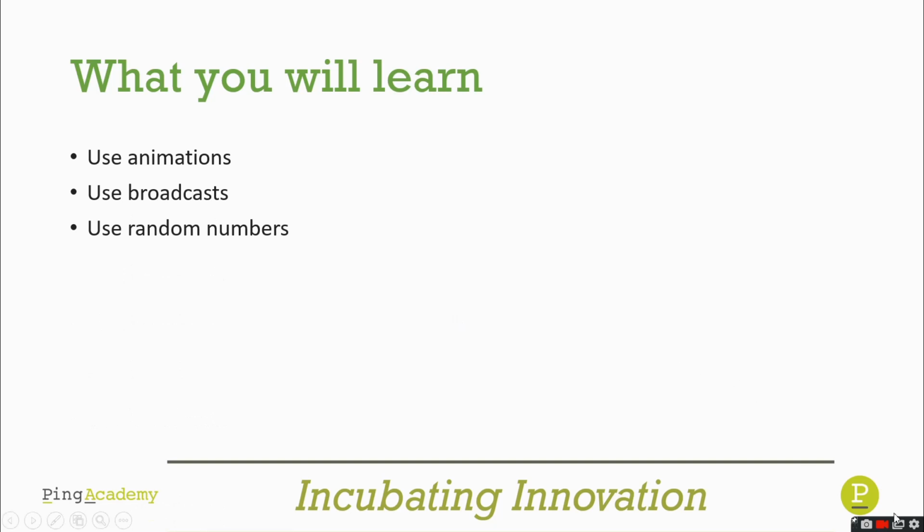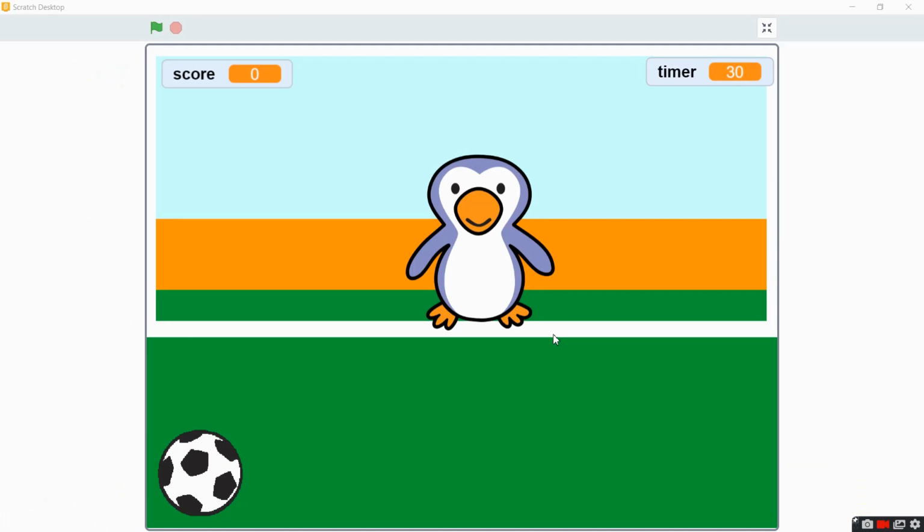So let's begin. So here is the game that you guys are going to be creating. As you can see on our stage, we have the scoreboard and the timer that starts from 30 seconds. You'll be moving your goalkeeper left to right using your arrow keys and using the space bar to kick the ball. So let's click the green flag.